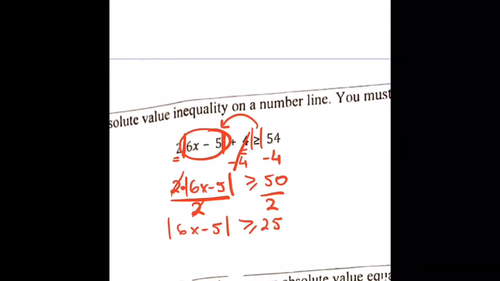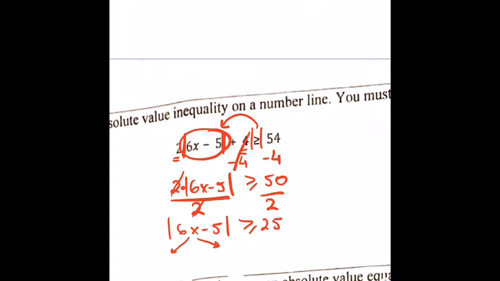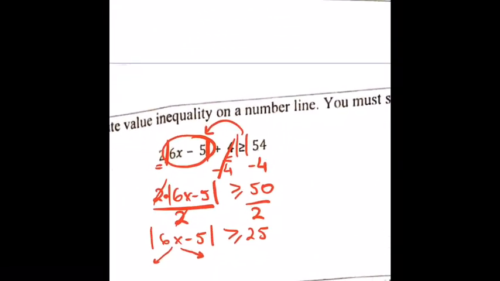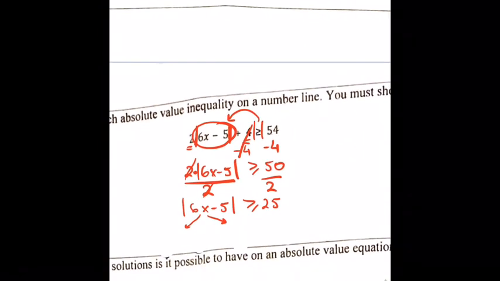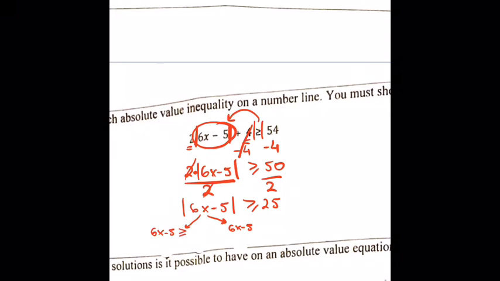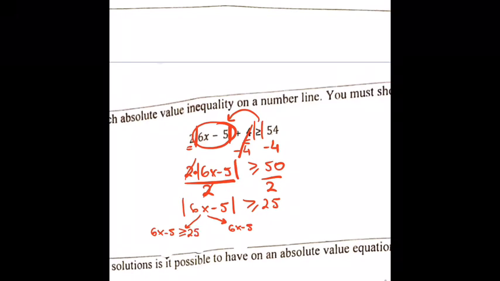At this point, I have my absolute value isolated, and I can move on to splitting this into 2. From this step on, it's very similar to problem number 13. So let's split this into 2. Remember, you take what's inside of your absolute value, which is 6x minus 5. For the first inequality, I'll keep everything else the same, greater or equal to 25. And for the second one, I flip the inequality sign, and I put a negative in front of my value, so -25.